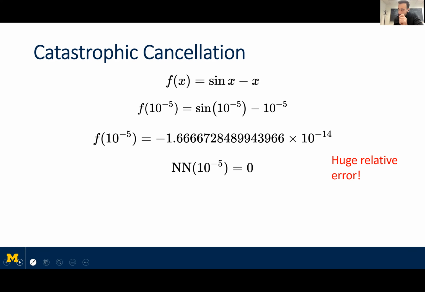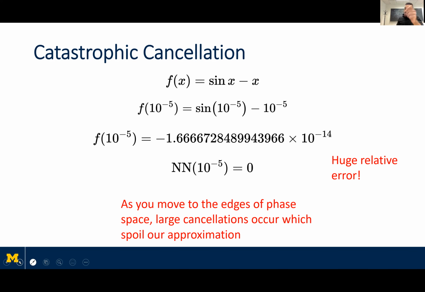The problem is as you move to the edges of phase space, large cancellations are occurring. But since we're using approximations, those cancellations are not happening the way they should. And that's what's leading to the spoiling of our numerical approximation.